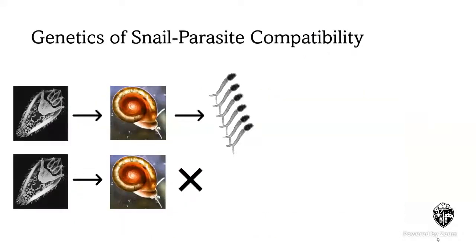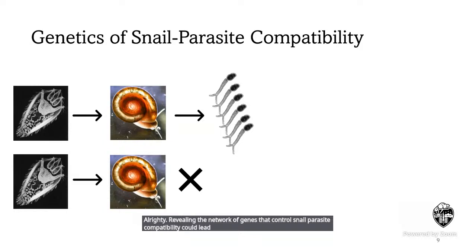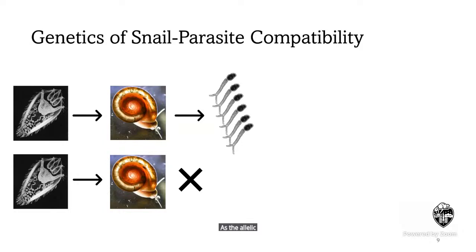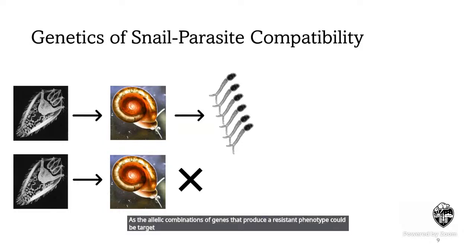Revealing the network of genes that control snail parasite compatibility could lead to new ways of controlling schistosomiasis, as the allelic combinations of genes that produce a resistant phenotype could be targeted to alter natural snail populations, rendering them less susceptible to parasite infection.